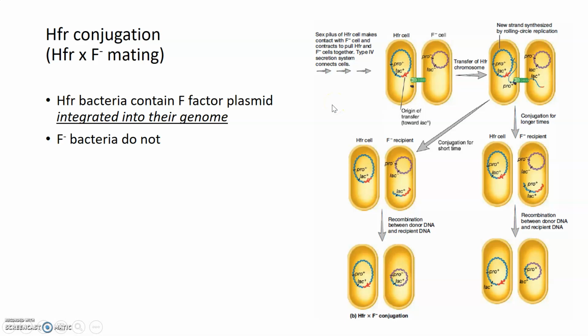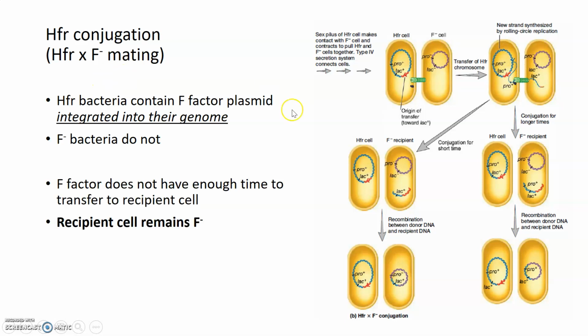The mating for HFR conjugation still happens between a cell that contains the F factor and an F negative cell, which does not have that F plasmid. Similar to an F positive cell, HFR cells are able to make a sex pilus, draw the F negative cell close to them, assemble the secretion machinery, and begin to replicate the DNA and feed it through the sex pilus into the recipient cell.